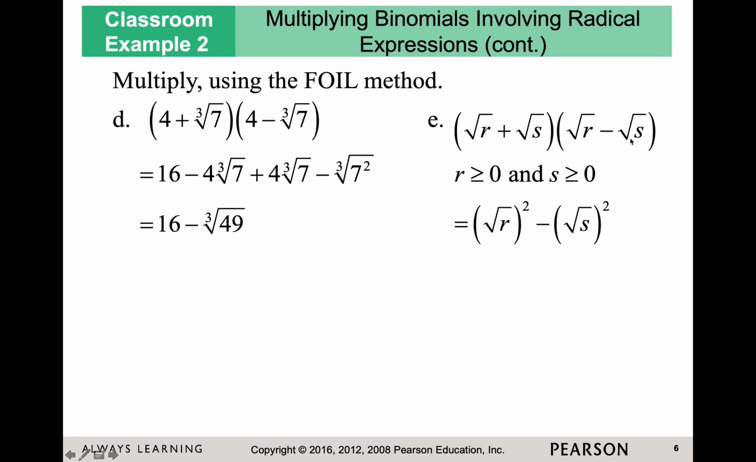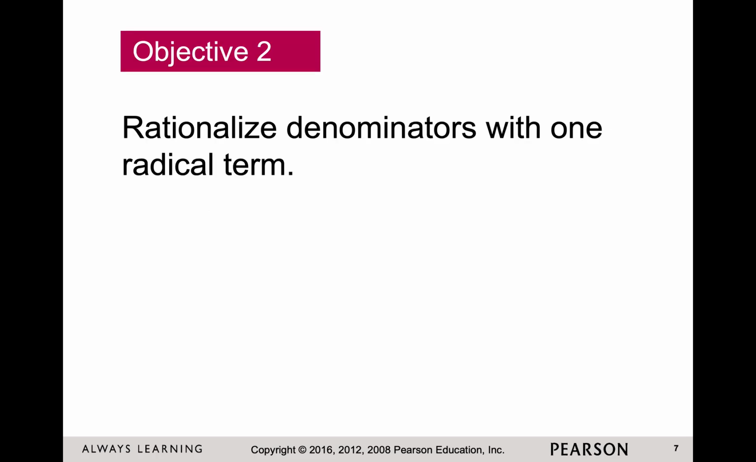And then I have square root of s times square root of s. So that's where this comes from. Or you could apply the sum and difference of squares formula. When I square a square root, it goes away, and I just get r minus s.